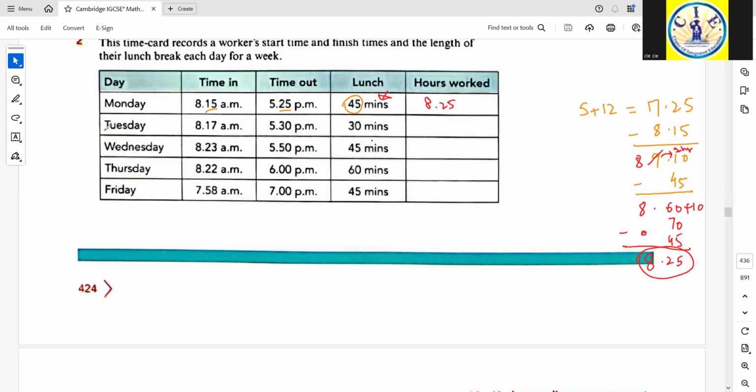Okay, exactly on the same pattern, we need to calculate it for Tuesday. The starting time in was 8:17 and the time out was 5:30. Since this is in the PM, you need to add 12 to it. That would give you 17:30. And now we need to subtract this from this. Now we can easily subtract 17 minutes from 30 minutes.